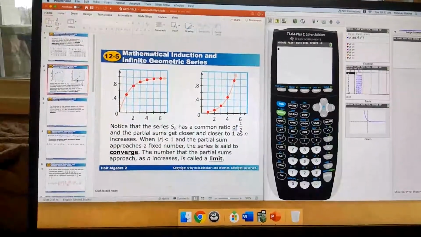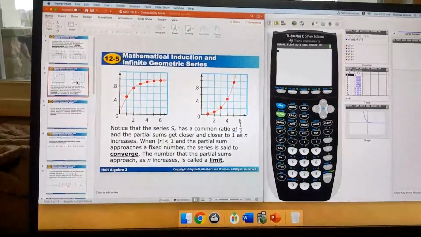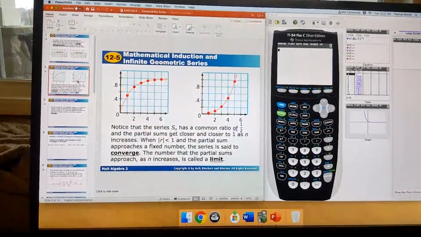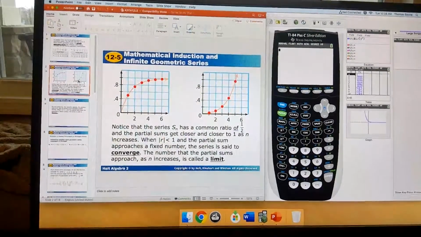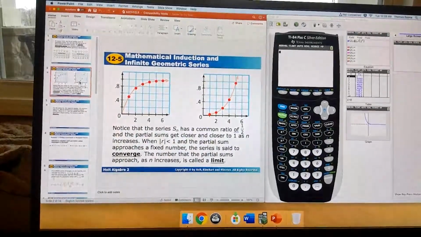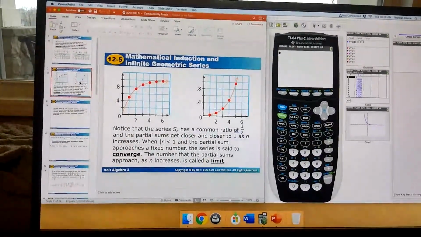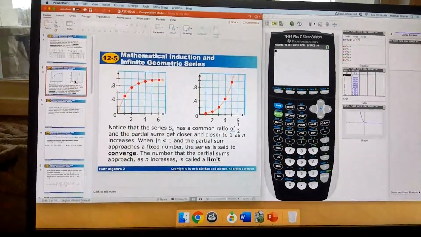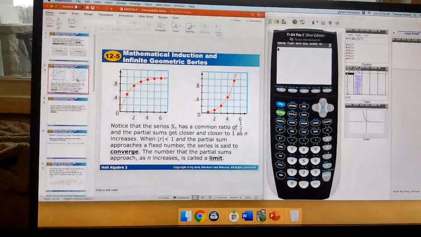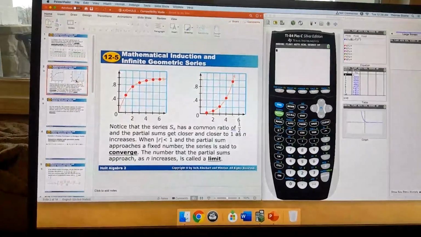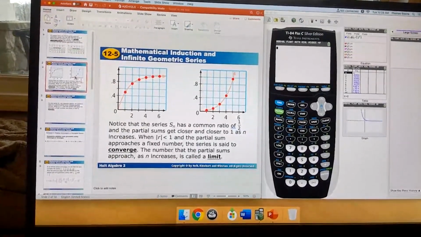Going to be talking a little bit about infinite geometric series. Again, geometric meaning we're multiplying. And we know it's getting bigger if we're multiplying by a number bigger than 1. If it is a number between 0 and 1, it doesn't matter if it's positive or negative, really. But if it's between 0 and 1, then we know it's getting smaller. So we're going to talk about how that works.